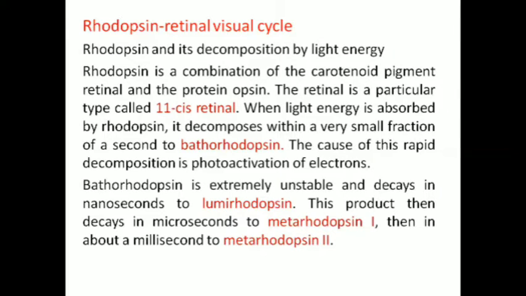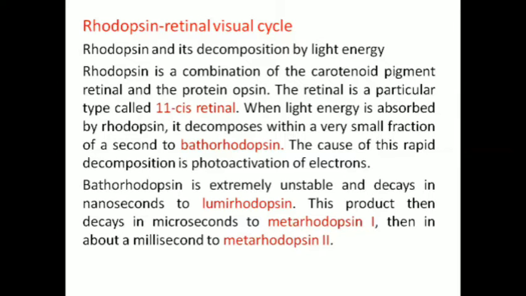When light energy is absorbed by rhodopsin, it decomposes within a very small fraction of a second to bathorhodopsin. The cause of this rapid decomposition is photoactivation of electrons. Then this bathorhodopsin is extremely unstable and decays in nanoseconds to lumirhodopsin. This product then decays in microseconds to metarhodopsin 1, then in about a millisecond to metarhodopsin 2.